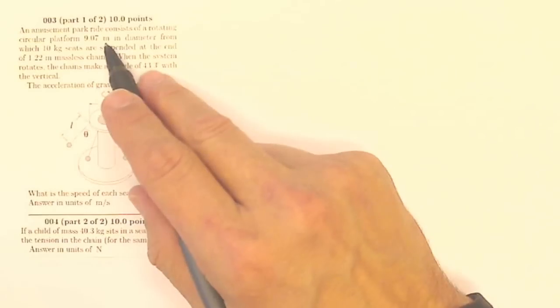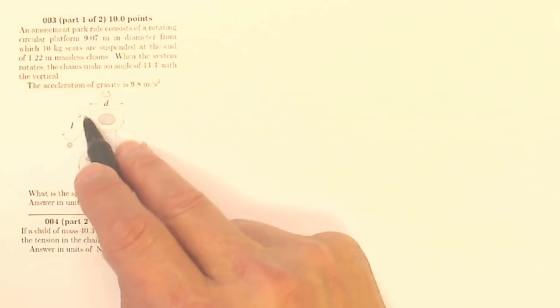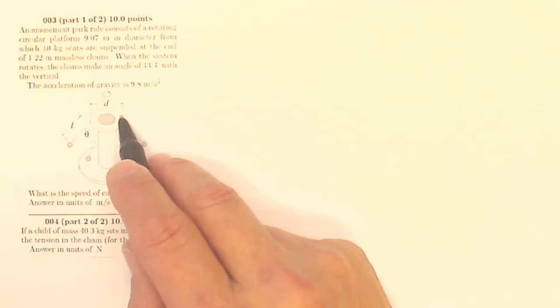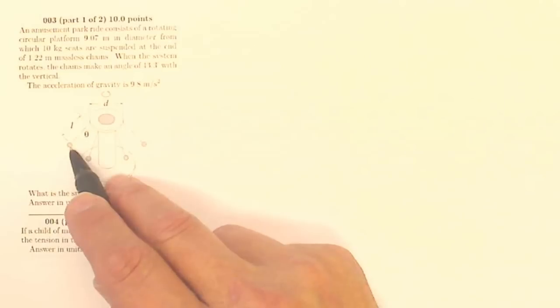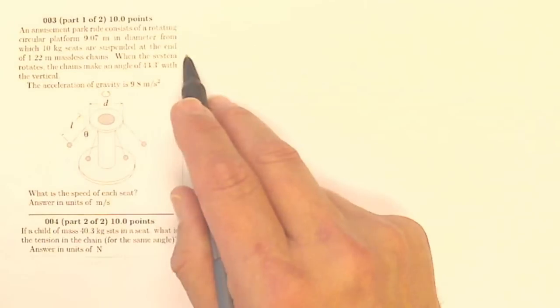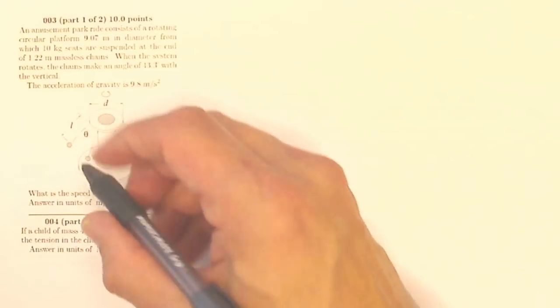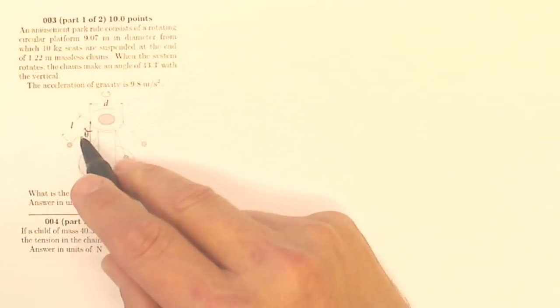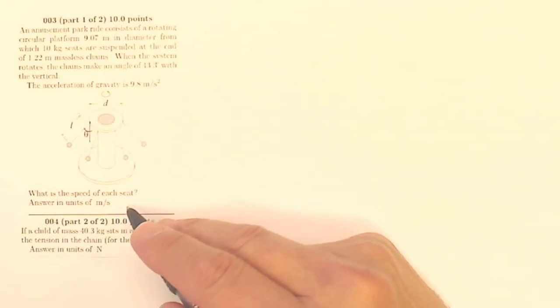An amusement park ride consists of a rotating circular platform, 9.07 meters in diameter, from which 10 kilogram seats are suspended at the end of 1.2 meter massless chains. When the system rotates, the chains make an angle of 43.3 degrees with the vertical. So this angle here is 43.3 degrees. The acceleration of gravity is given. What is the speed of each seat?